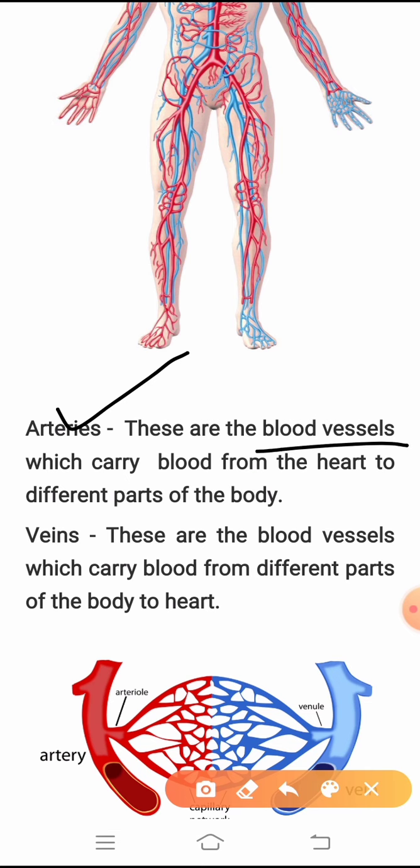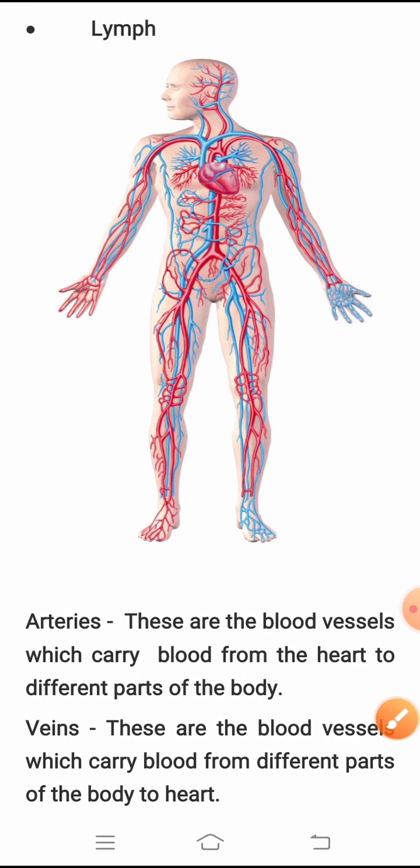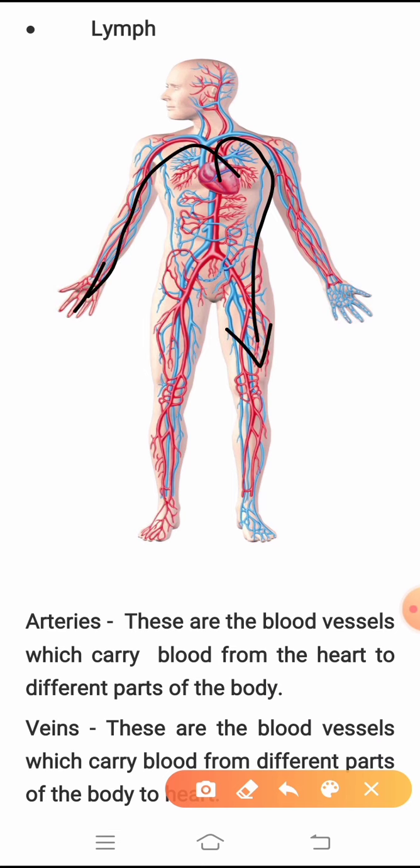The arteries carry the blood from the heart to the different parts of the body. Whatever blood has to be pumped out of the heart is carried by the arteries. So these arteries are the blood vessels. They carry the blood from the heart to the different parts of the body.